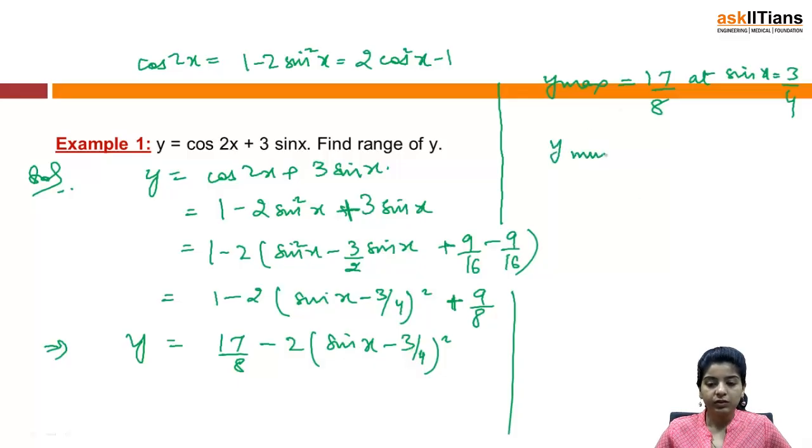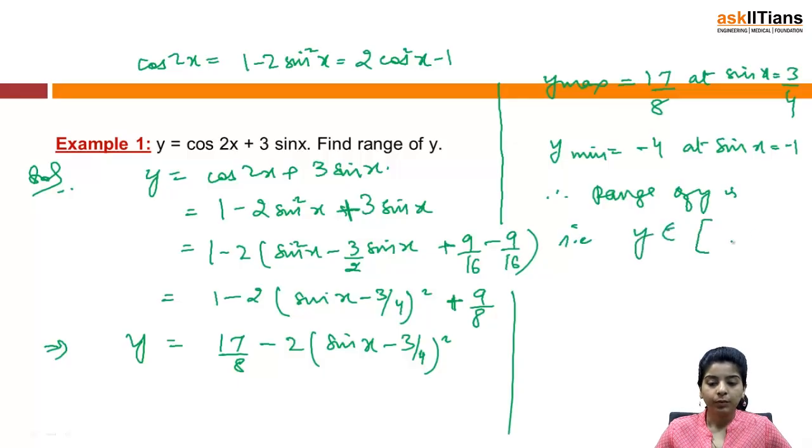Similarly, y minimum is equal to minus 4 at sin x is minus 1. The minimum value that sin x can take is minus 1. So if this becomes minus 1, then we get the minimum value of y, so y minimum becomes minus 4 at sin x equal to minus 1, and therefore range of y is, that is, y belongs to minimum value is minus 4 and maximum value is 17 by 8. So this is the range of y.